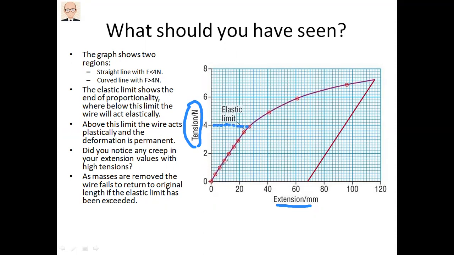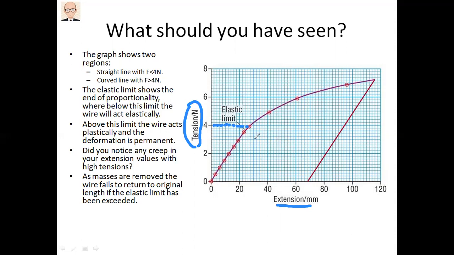we have a straight line. So the straight line with F smaller than 4 Newton. But after 4 Newton, we will have a curved line. These two regions are going to be very important for springs. So let's continue with the properties of these forces and springs.